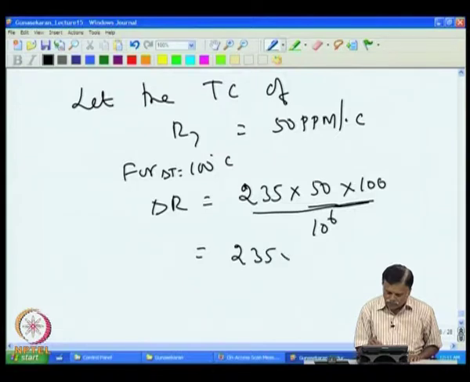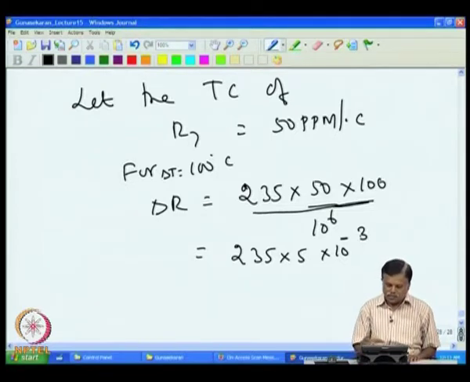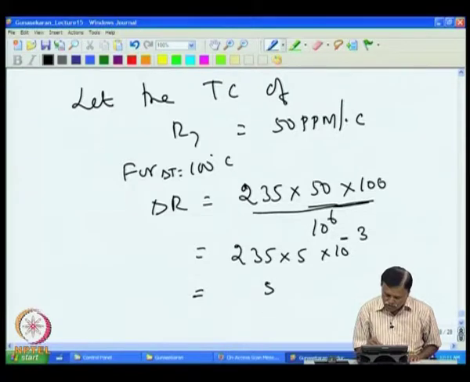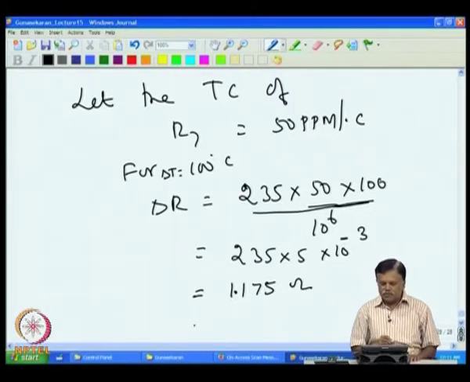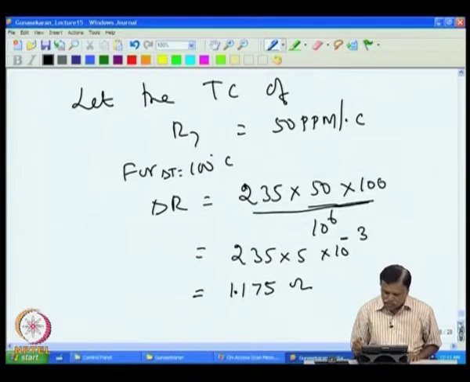That gives 235 into 5 into 10 power minus 3, that amounts to about 1.175 ohms actually. That is, the total change will be 1.175 ohm resistance change expected in the 235 ohm resistance when a temperature change of 100 degrees occurs.